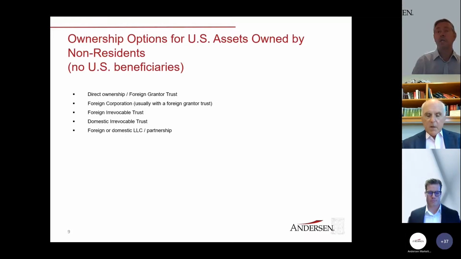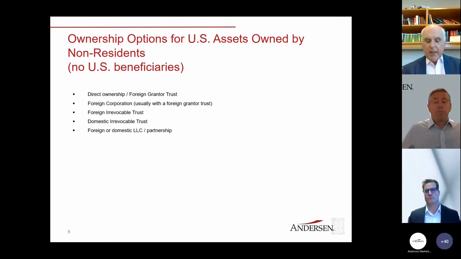Okay, Joe. Yeah, so it would be a shame, if not a pity, to pay U.S. estate or gift taxes, particularly if you have no U.S. beneficiaries. But as David indicated, it happens quite often. So we'll now look at some ownership options for non-residents so that they can hold their assets in such a manner so as to avoid U.S. estate and gift taxes. And we'll also make some comments about income taxes. So direct ownership or through a foreign grantor trust, which is treated for U.S. purposes as if owned by the wealthy person.